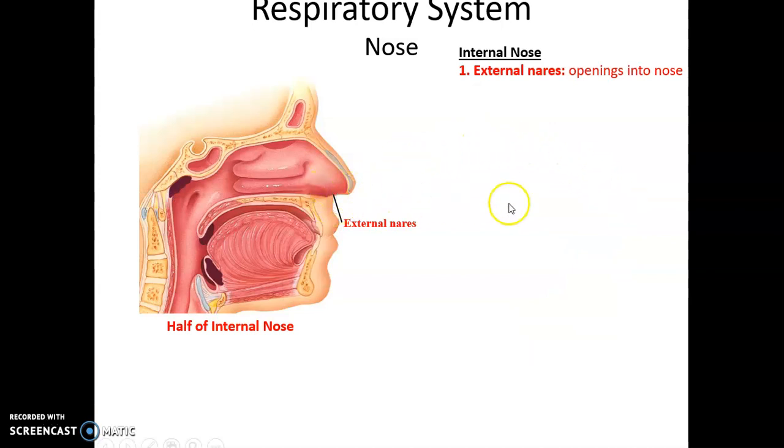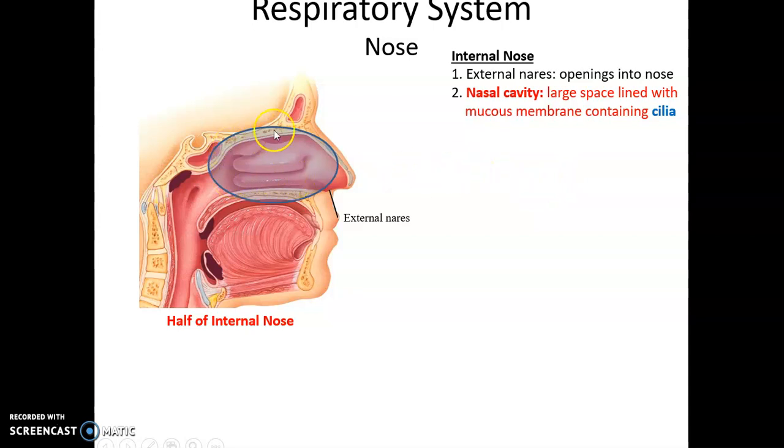All right, the opening for the nose is called the external nares. It's the opening that air can go in and out of. The nasal cavity is the space that is air-filled and lined with a mucous membrane that contains cilia. So it's a membrane that produces mucus and has cilia that can beat to move the mucus.